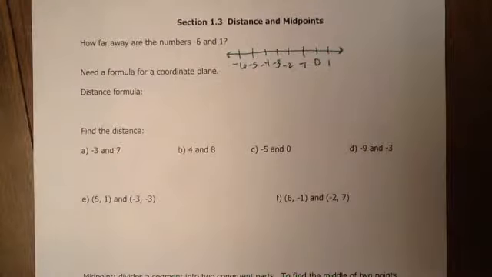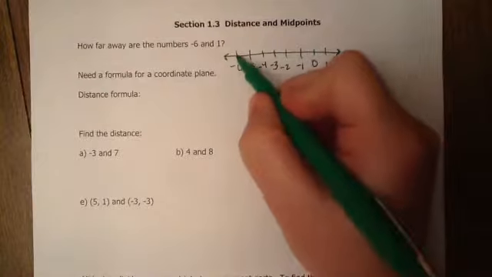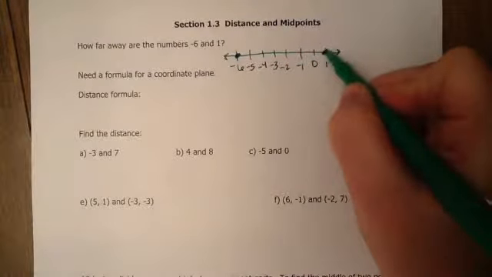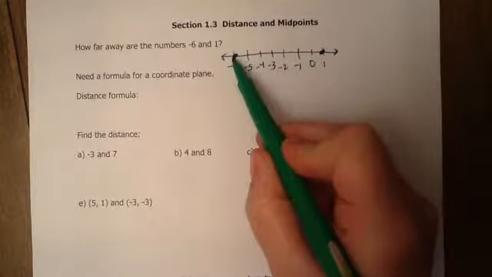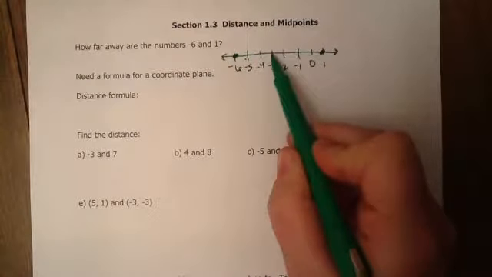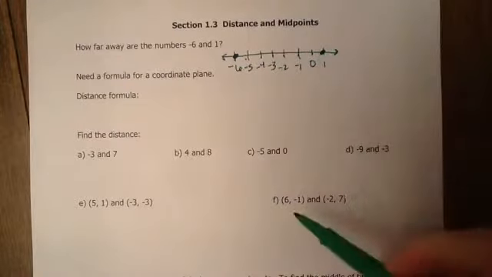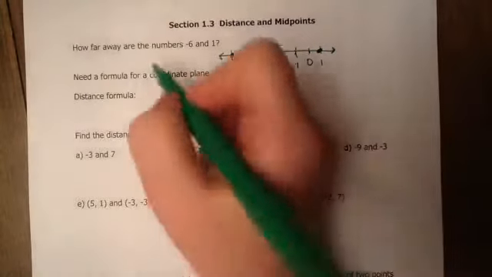So if we think of the numbers -6 and 1, how far apart are they? Well, I can count from one into the other. So on a number line, it's nice and easy just to count spaces. 1, 2, 3, 4, 5, 6, 7. They are 7 spaces away.